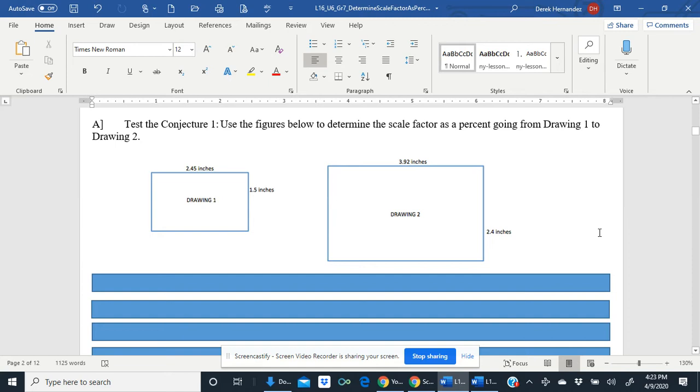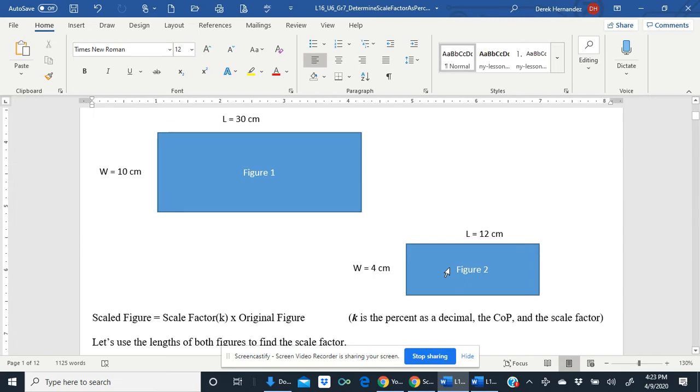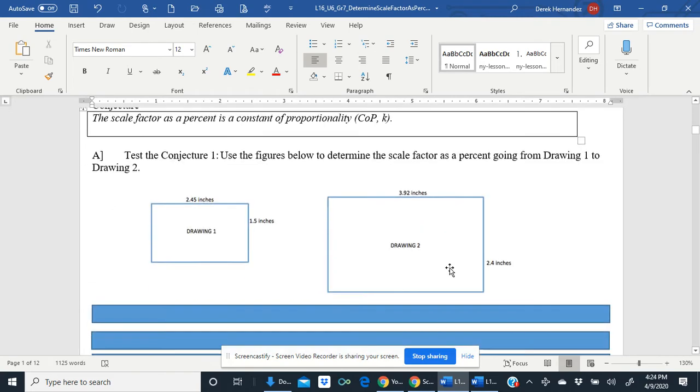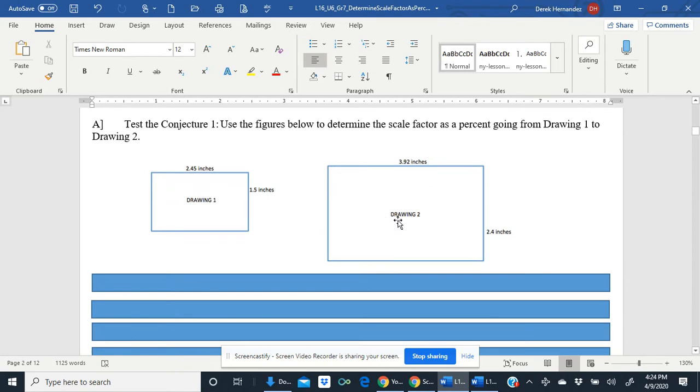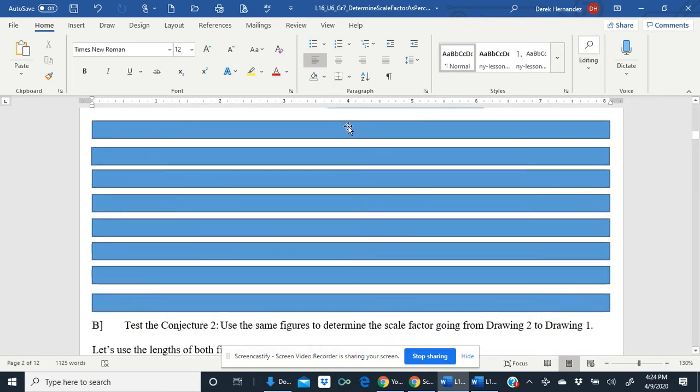Test the conjecture 1. Use the figures below to determine the scale factor as a percent going from drawing 1, which is a little rectangle, to drawing 2, which is a bigger rectangle. In the previous problem, we went from big to small, so our scale factor was less than 100%. In this case, we're going from small to big. So we have to think opposite of small percent. We need to find a percent larger than 100%. That'll be our scale factor. Let's get into the work.